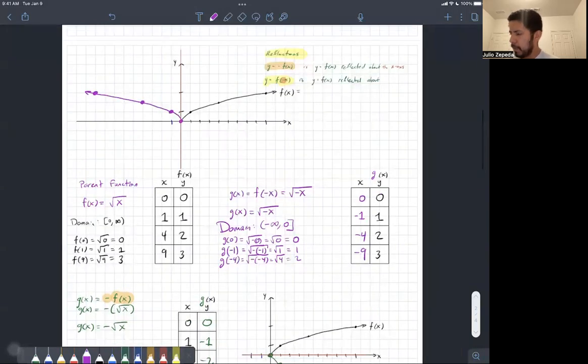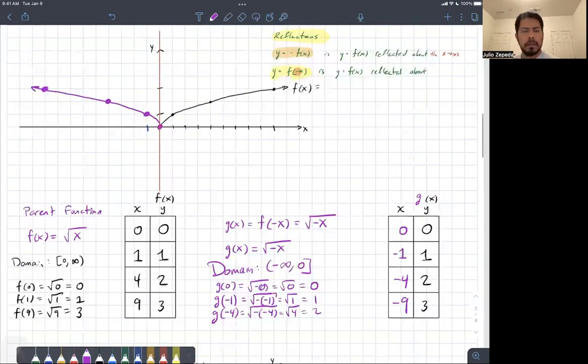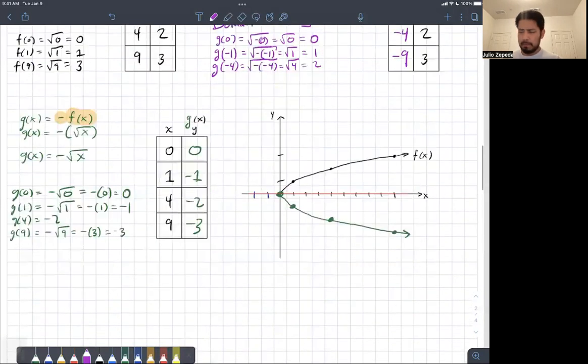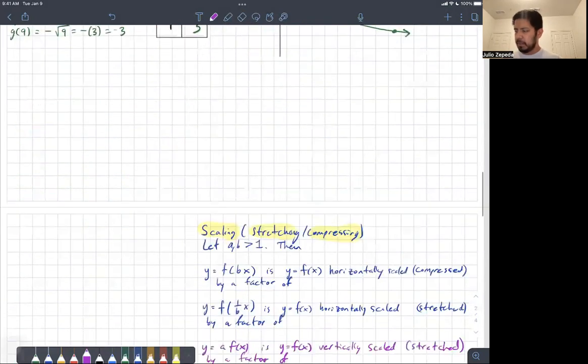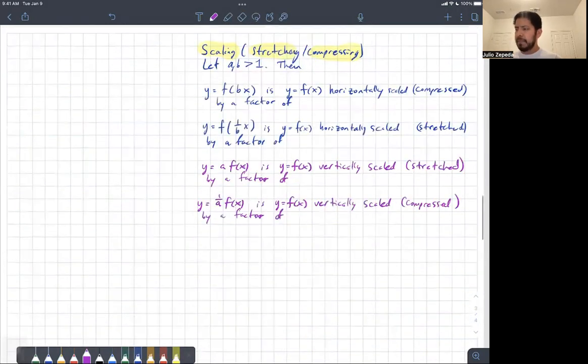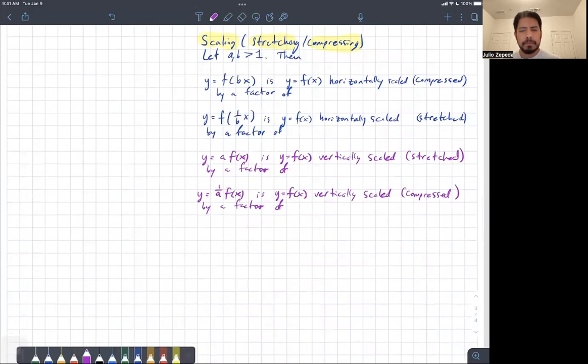All right. So, maybe we could think of a quick example. Can we think of one? Well, we'll come up with one at the end once we've gone through all of the transformations. And the third type of transformation that we'll be discussing is that of scaling, which is either stretching or compressing the function.